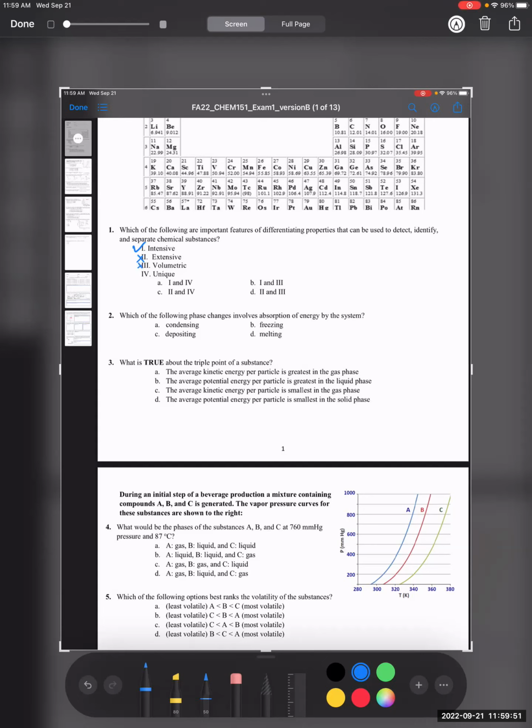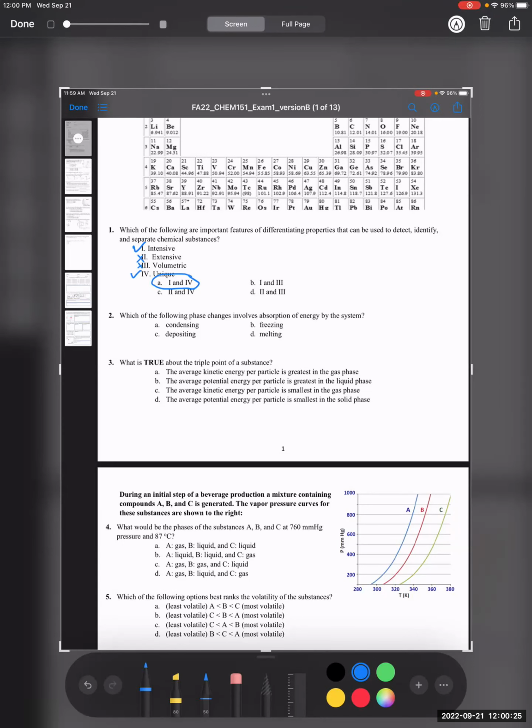And then it needs to be unique. That means it cannot be a system property such as temperature or pressure, because temperature and pressure are not unique to a given substance, because many different substances can be at the same temperature, like same room temperature. You can have water and then some other juice or some other liquid at the same temperature. So it doesn't work. And same thing goes with the gas. So it needs to be unique. And those are the two options. So 1 and 4 are correct, and that should be option A.